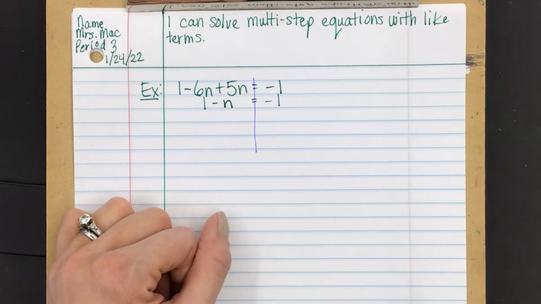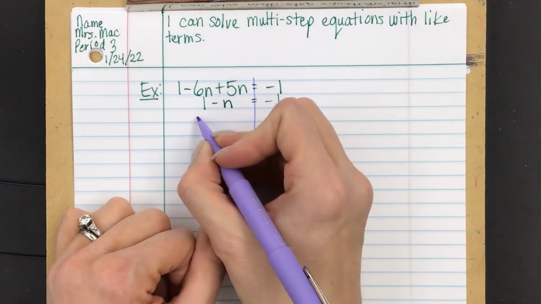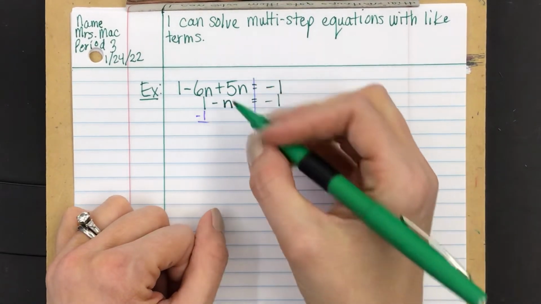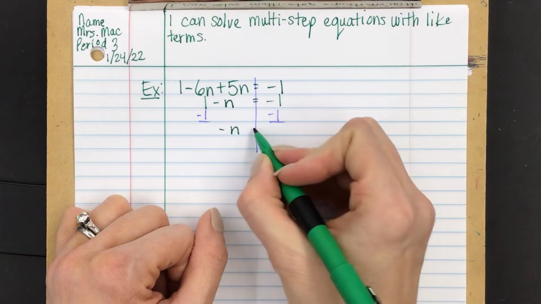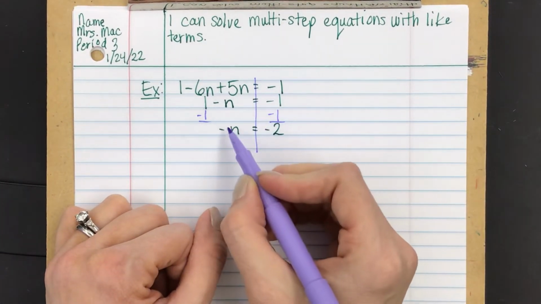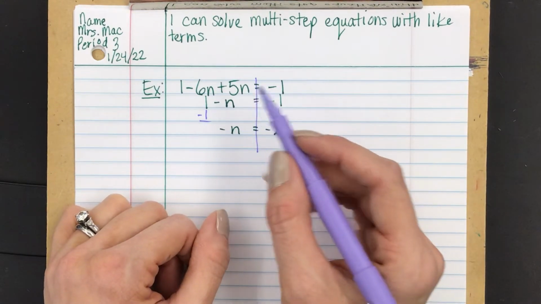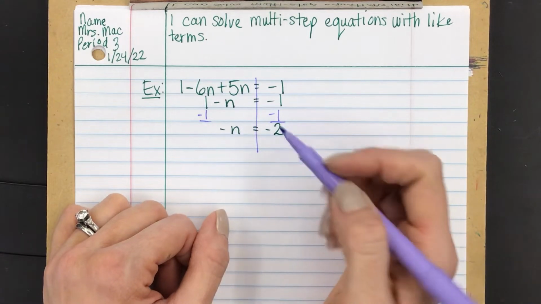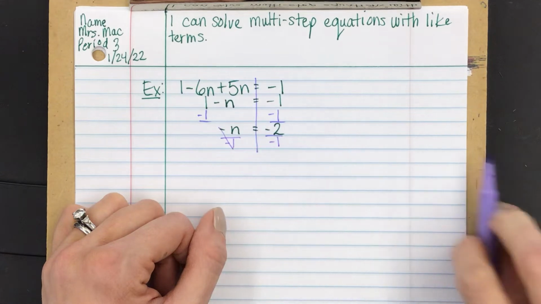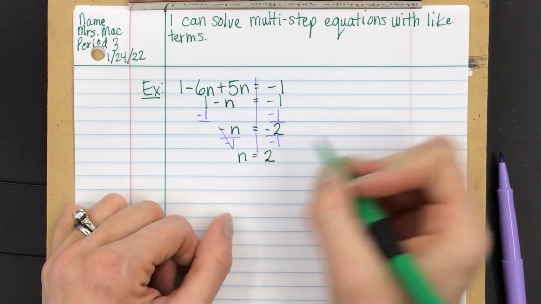Now we can solve this just like a regular two-step equation. So after you've combined the like terms, we're going to subtract 1 from both sides. We're left with negative n is equal to negative 2. And I need to get rid of this negative here, so you can multiply both sides by negative 1, divide both sides by negative 1, or just switch the signs on both. So I'm going to divide both sides by negative 1. And I'm left with n is equal to 2.